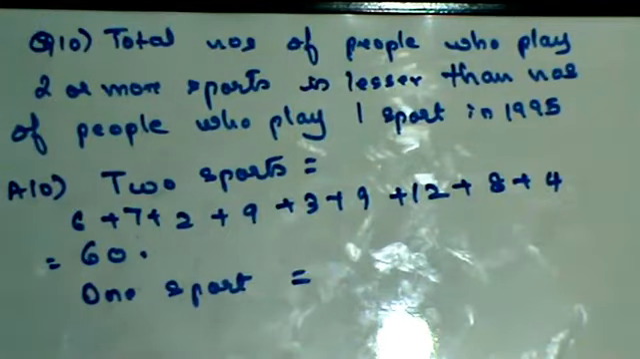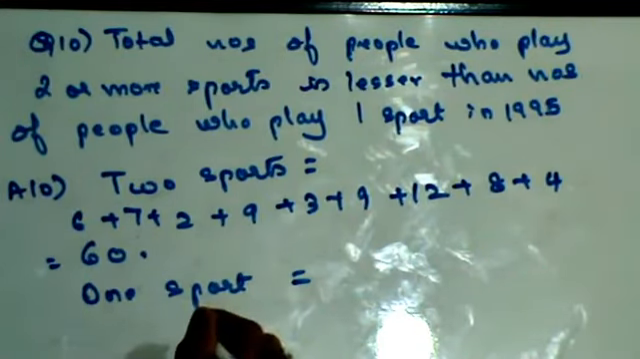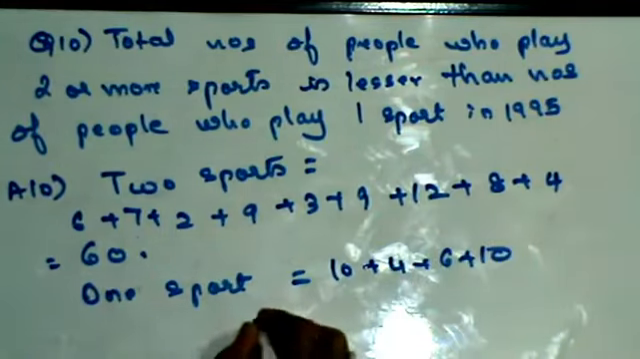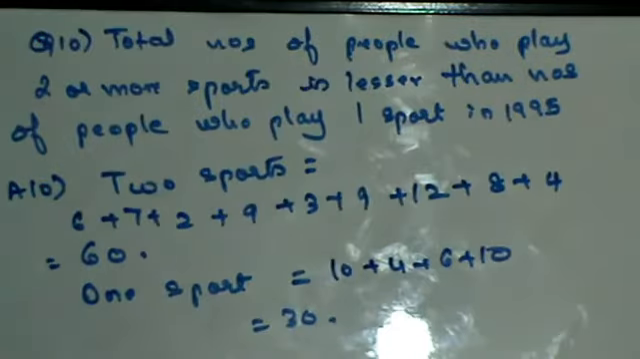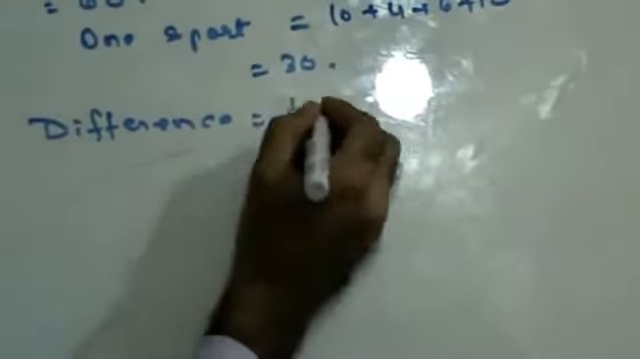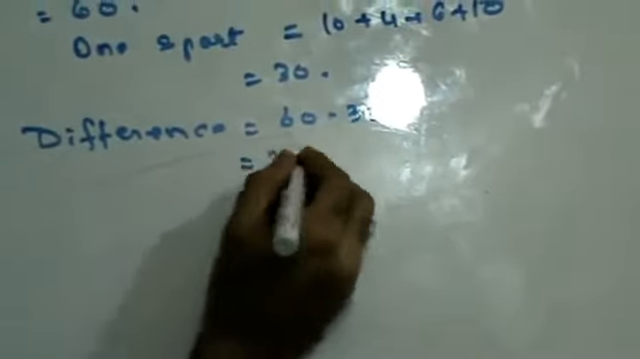Now, they are saying 1995. You will say that, sir, there have been some people who have transferred. But even if people are transferred from one sport to another sport, the total number of people who are playing only one sport will remain the same. So that is going to be 10 plus 4 plus 6 plus 10, which is 30. So how much is the difference? Difference is going to be 60 minus 30, 30.